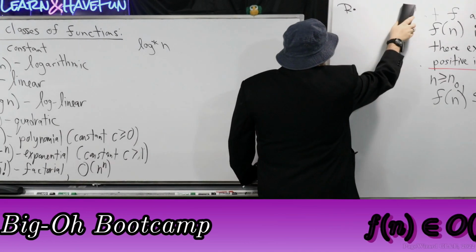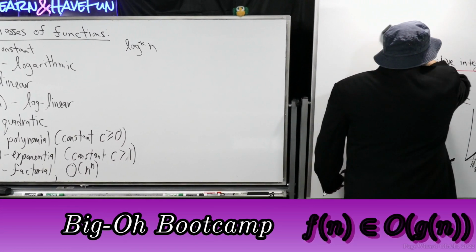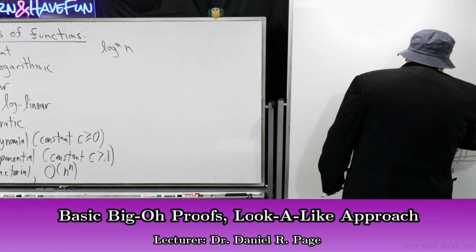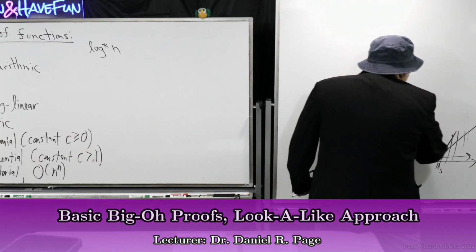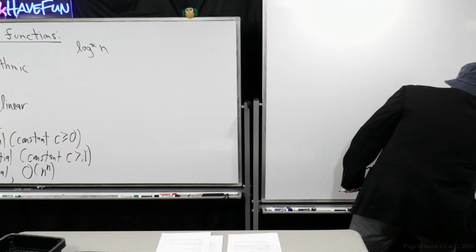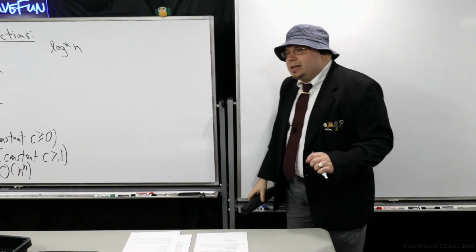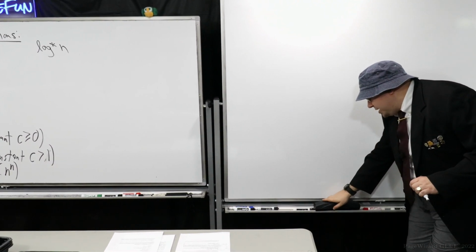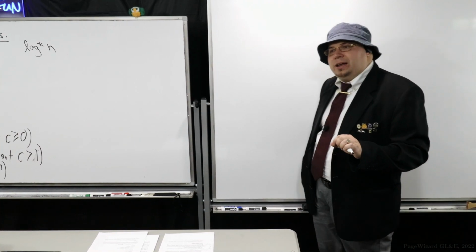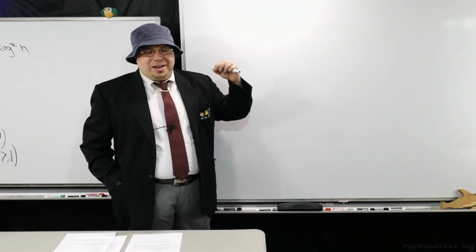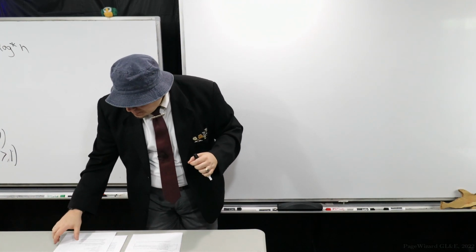So just remember the game plan. We've got to find the two constants c and n0 such that f of n is less than or equal to c times g of n for all n greater or equal to n0. And you'll find very quickly that if you talk about different asymptotic notations, most of them have the same game plan. So that's why I'm only focusing on big O at this time, but I'll be talking about some other ones in the future.